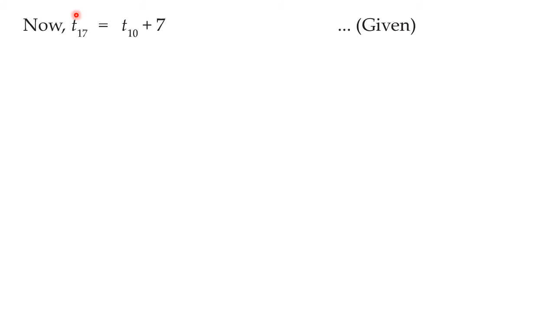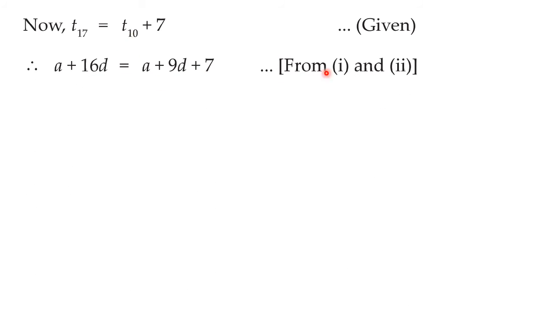So see, T17 is equal to T10 plus 7. Write down given. This is given to us. As I have said, whenever you are not continuing from the previous step, you use the word like now and. Okay. So now T17 we can replace by A plus 16D and here we can write down A plus 9D. So these two things we wrote from equations 1 and 2. So write down the reason from 1 and 2.